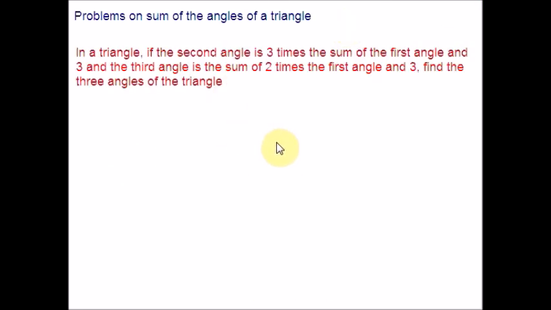In a triangle, if the second angle is 3 times the sum of the first angle and 3, and the third angle is the sum of 2 times the first angle and 3, find the three angles of the triangle. As usual, let us assume some variable for the unknown thing. Let x be the first angle. Let us convert the given statement into an expression. Second angle is 3 times the sum of the first angle and 3. Times means product, sum means plus. Sum of first angle and 3 is x plus 3. 3 times means 3 times x plus 3.